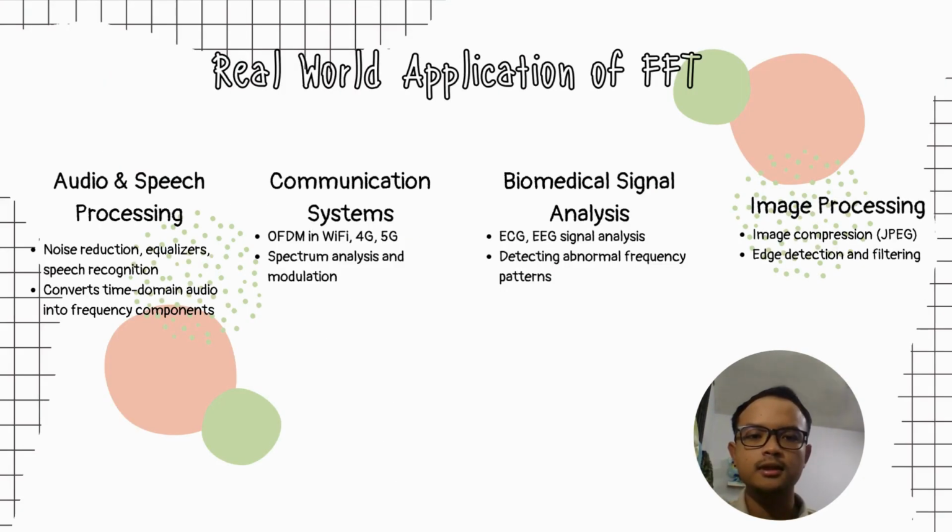FFT is widely used in many real-world signal processing applications. In audio and speech processing, FFT is applied for noise reduction, audio equalization, and speech analysis. In communication systems, FFT is a key component in OFDM, which is used in Wi-Fi and 4G or 5G technologies. FFT is also used in biomedical engineering, such as ECG and EEG analysis, to study frequency characteristics of biological signals. In addition, FFT is also applied in image processing for image compression and filtering.